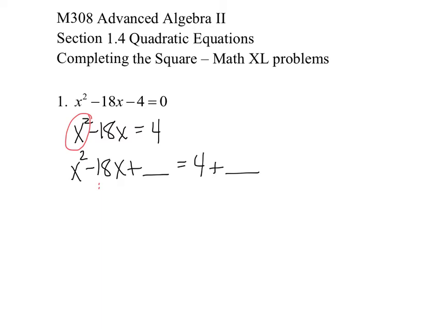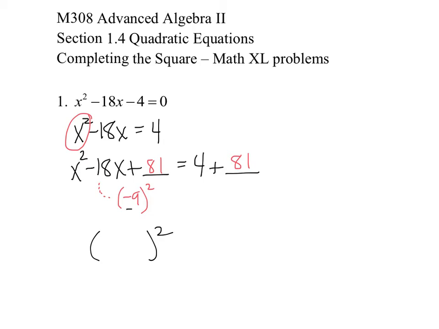So remember, you take half of this negative 18, which is negative 9, and keep the sign with it. But when you square it, it does become positive. So we put 81 in the blank on each side. From this step, what we're going to do is we're going to factor the left-hand side, and the whole purpose of adding that 81 to both sides is to allow this left-hand side to factor into a perfect square trinomial.